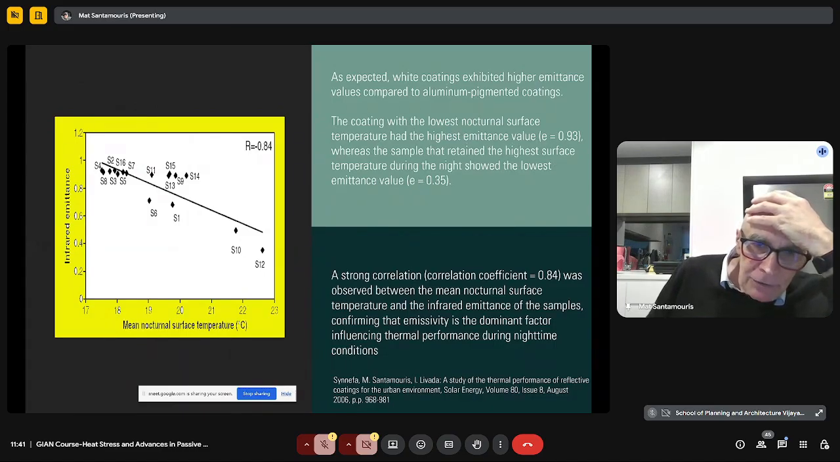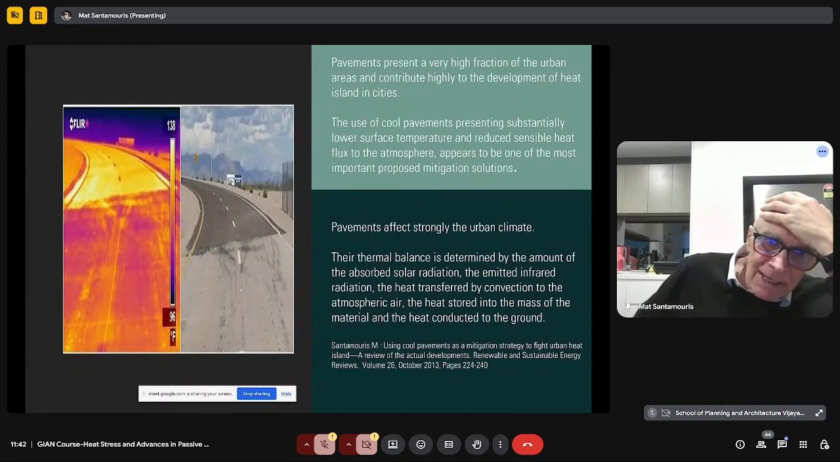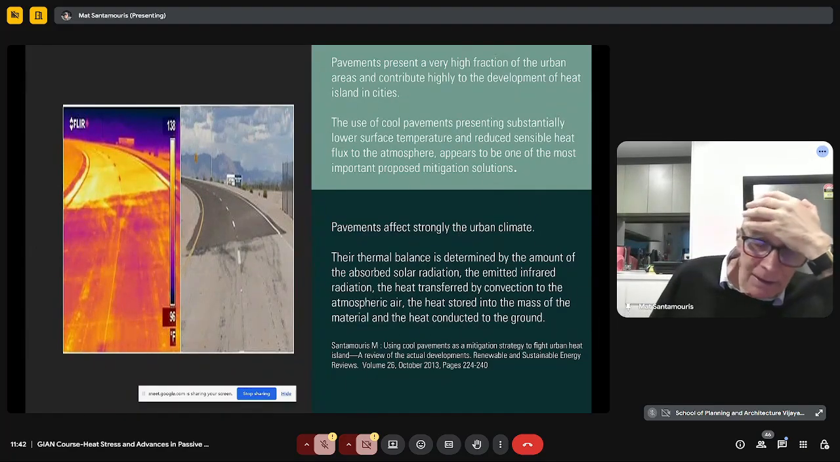If you buy and you use low emittance paint for your roof, you will not have a cool roof. You will have perhaps low absorption, but the temperature will not be so low as in the case of other materials. And this is very clear once we use it in urban applications.